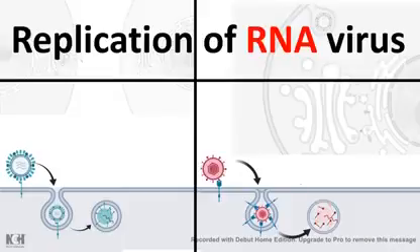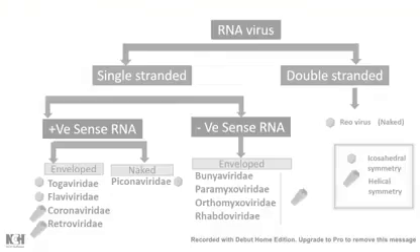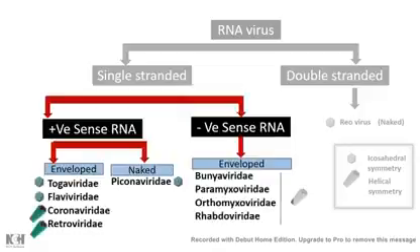Hi, in this video, we'll be talking about the replication of RNA viruses. From the classification of the viruses, we understand that RNA viruses could be either single-stranded or double-stranded. In this particular video, I'll be talking about the replication process and the assembly process of single-stranded RNA viruses.